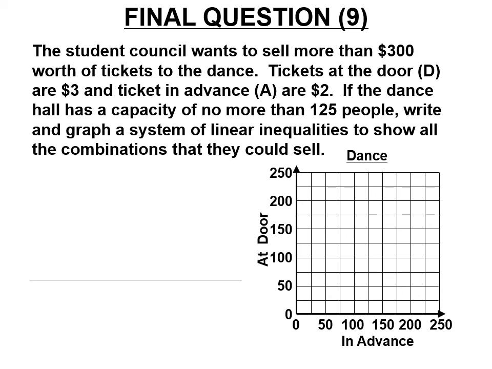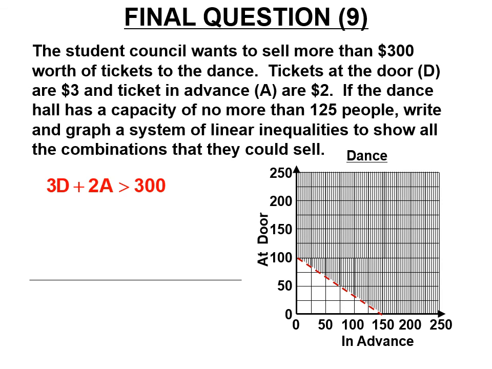All right, final question. The student council wants to sell more than $300 worth of tickets. Tickets at the door are $3. It's the same one we just did, so I'm not going to redo it. There it is. If the dance hall has a capacity of no more than 125, you can't sell above your capacity. So the D plus the A cannot exceed 125. So we have to graph that.